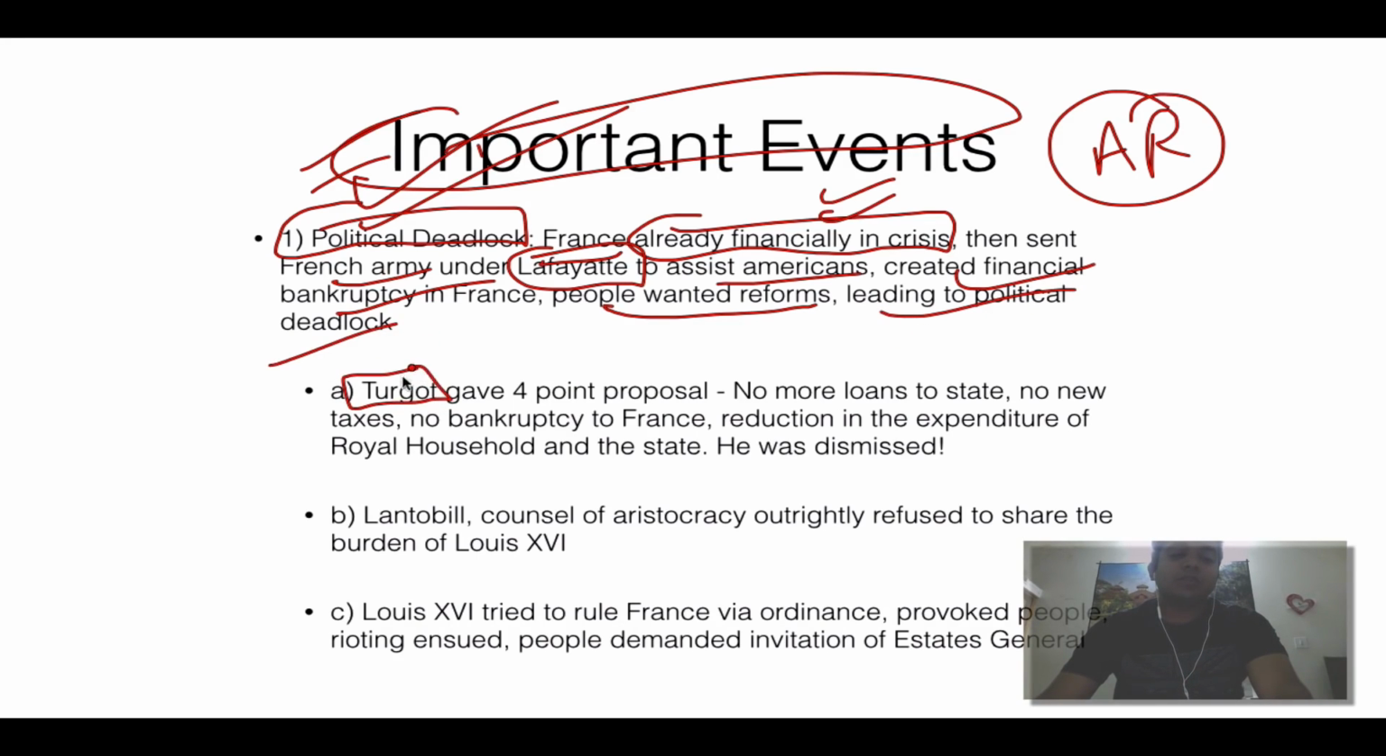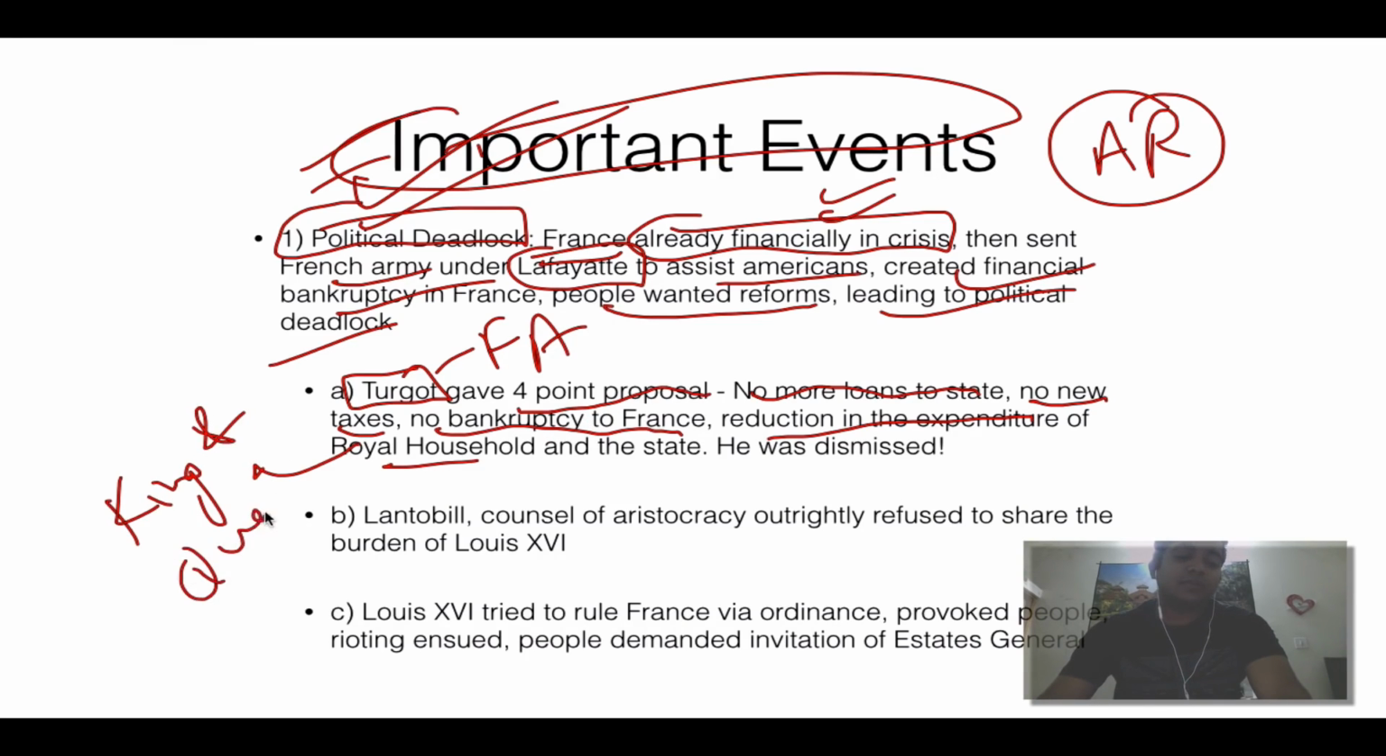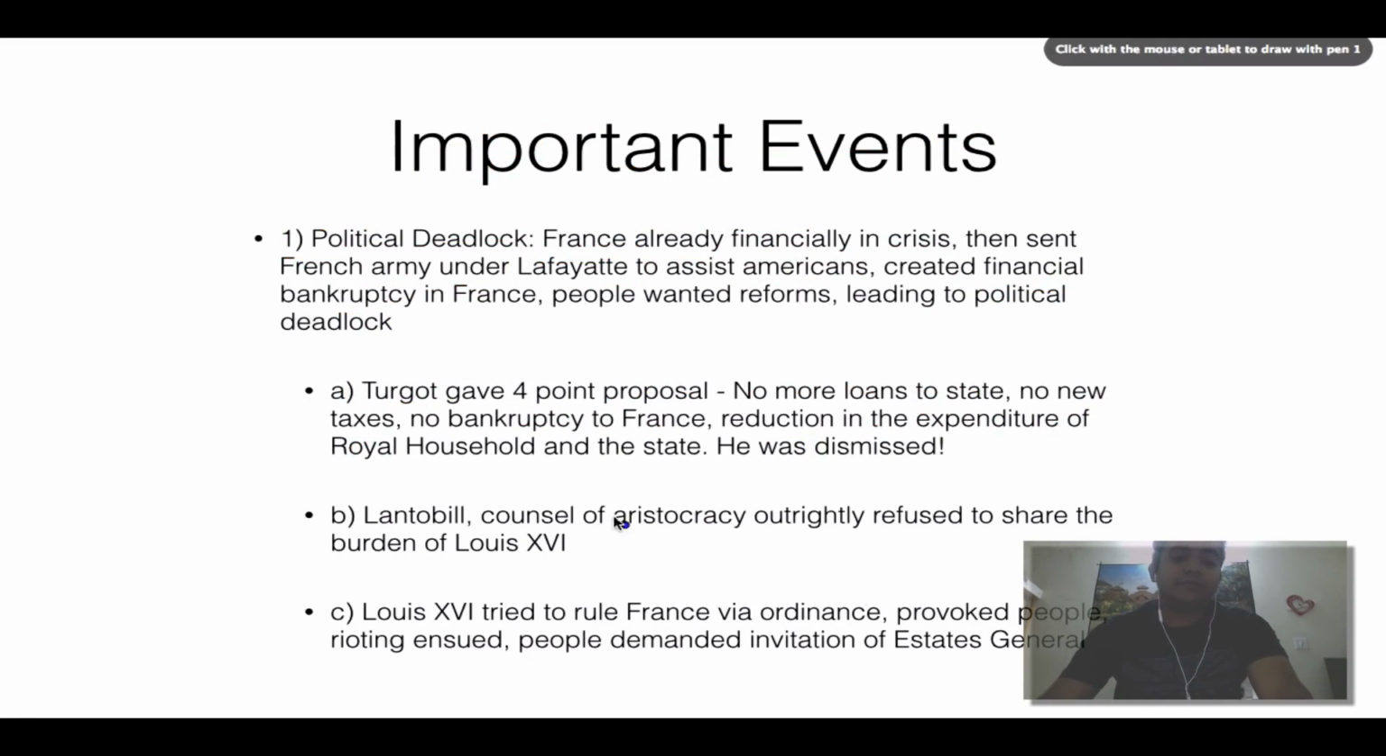So Turgot was appointed as financial advisor. He gave four-point proposals which were not suitable to Antoinette and Louis XVI. He said no more loans to the state, no new taxes on people, no bankruptcy to France, and reduction in the expenditure of the royal household. Can you imagine? He is telling his own king and queen that you cannot spend that much amount. So he was automatically dismissed. They kicked him out, and they did not take his advice into heed.